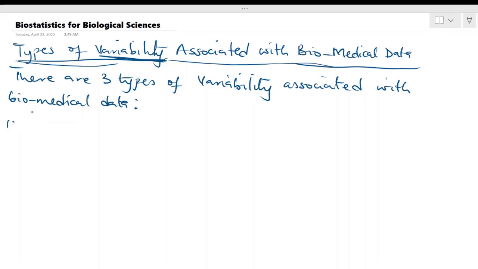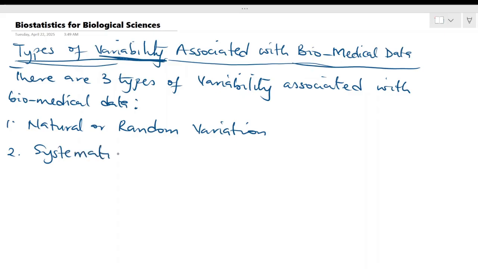One is the natural or random variation. Two, we have the systematic errors. And three, we have assignable causes. So what does this actually mean?